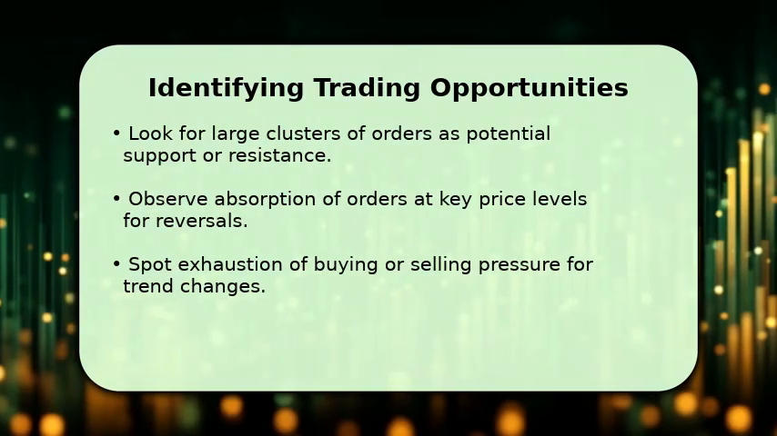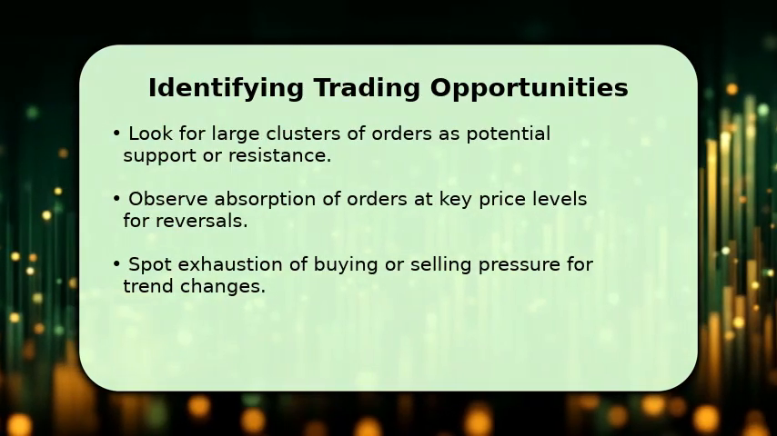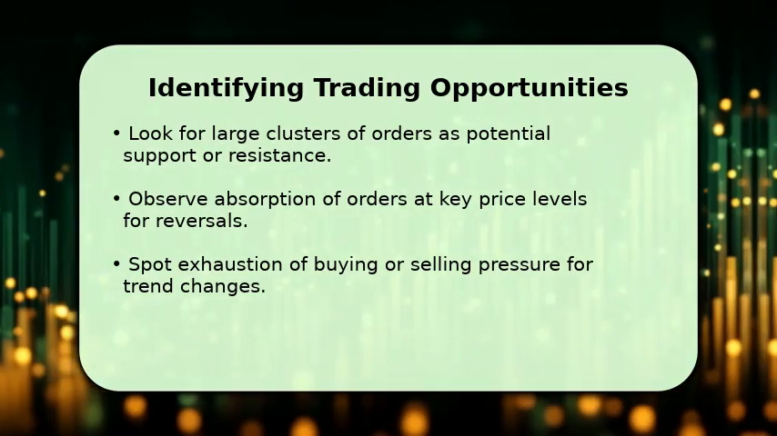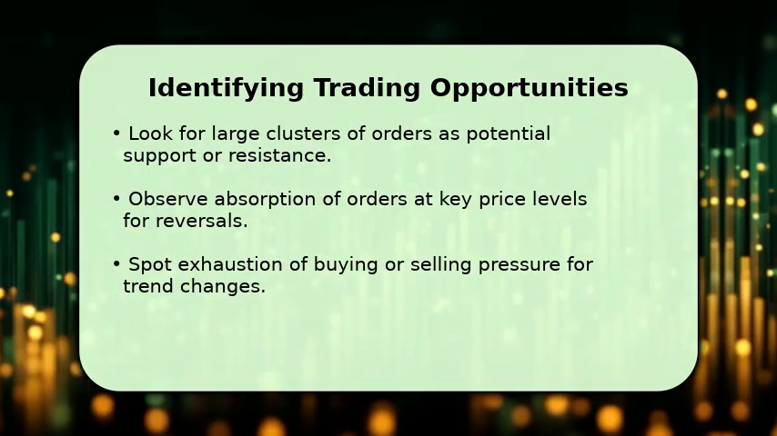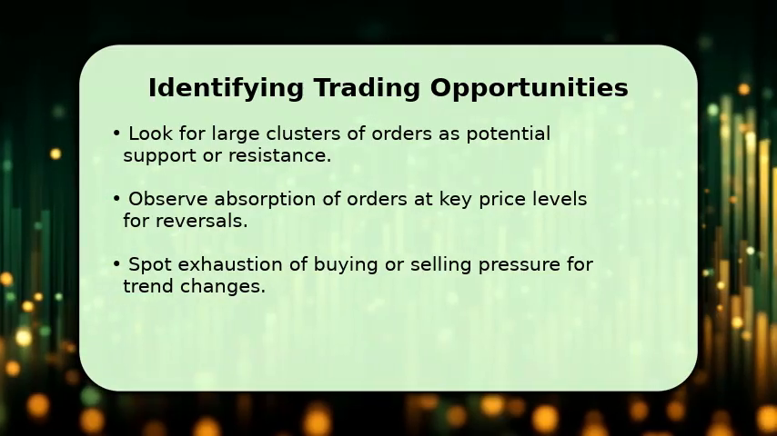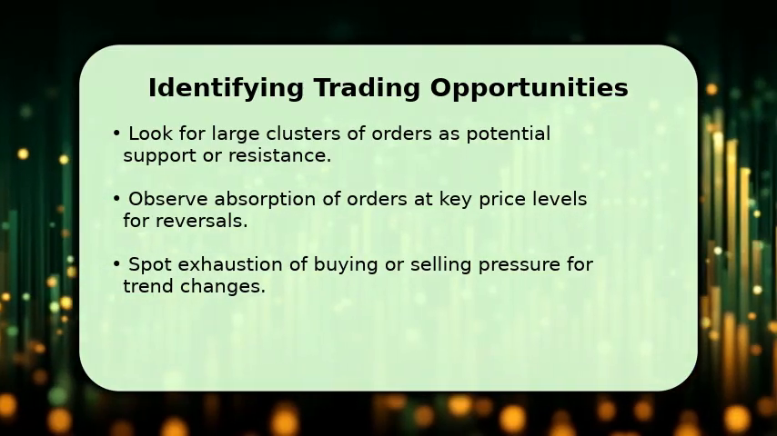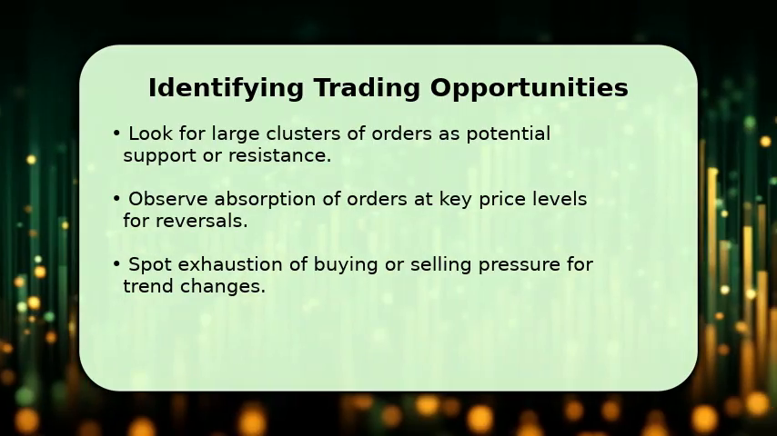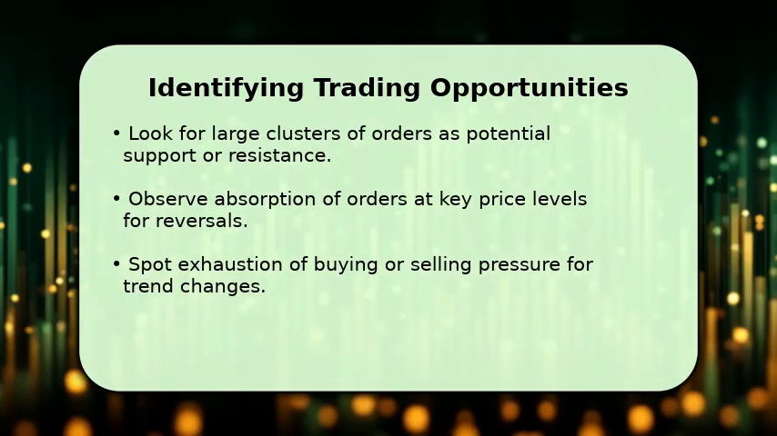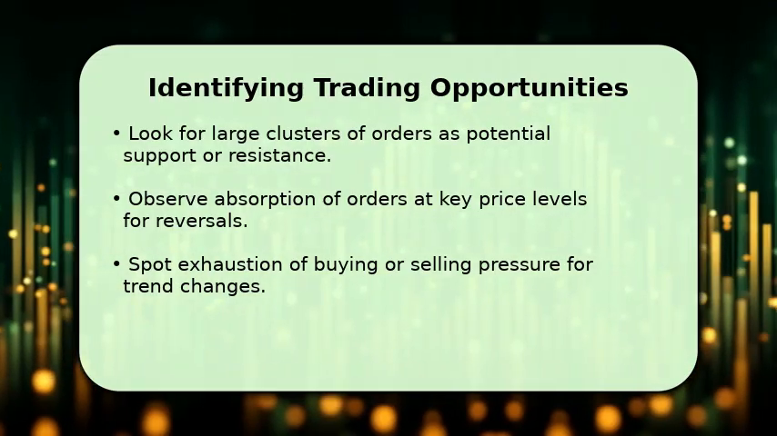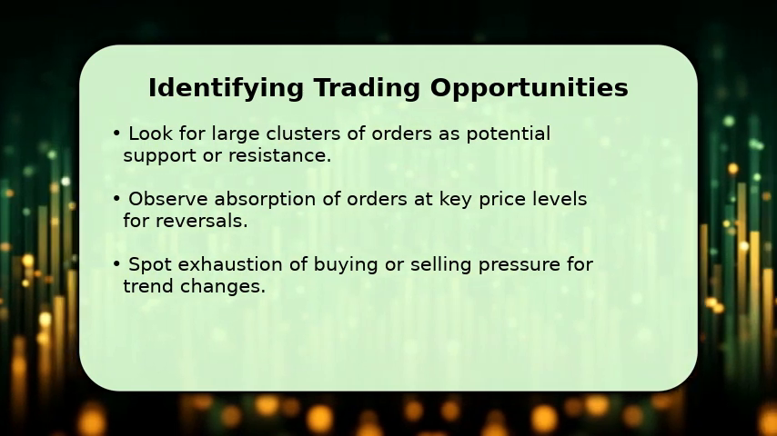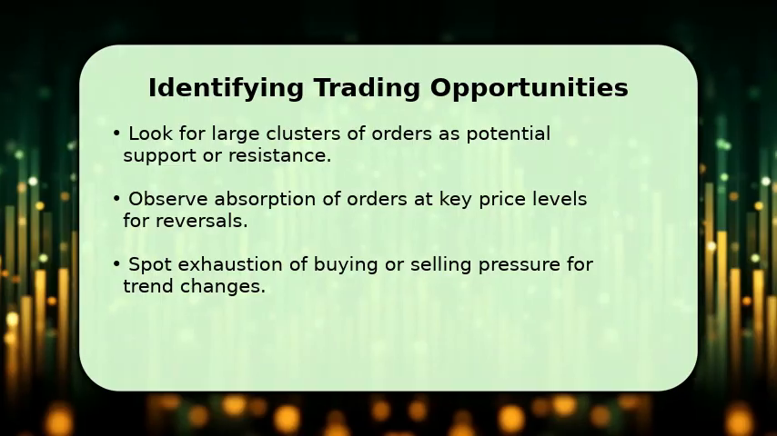Bookmap helps you identify various trading opportunities. For instance, large clusters of orders on the heat map often act as strong support or resistance levels. Watch for absorption, where many orders are filled at a specific price without significant movement, indicating a potential reversal. You can also spot exhaustion, where buying or selling pressure diminishes, signaling a possible trend change. Integrating Bookmap with your existing trading strategies can significantly enhance your decision-making.